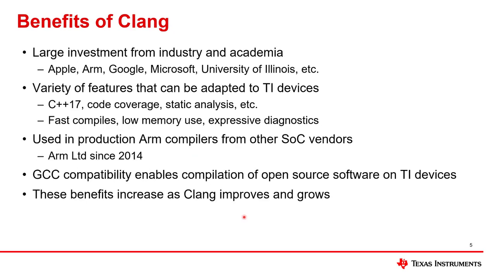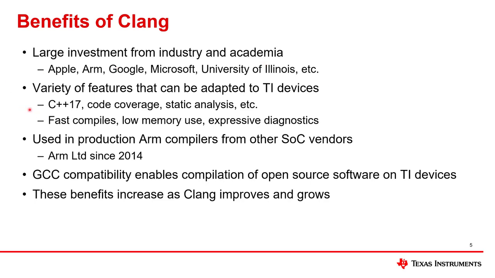So what are the benefits of using the Clang open source elements in the TI-ARM Clang compiler? Well, there's a large investment in Clang from both industry and academia. Here's a few companies you've probably heard of. They've been benefiting from Clang for a long time. Clang is also prevalent throughout academia. It started at the University of Illinois and it's gone on from there to many other universities. Clang supplies a large number of features that can be adapted to TI devices.